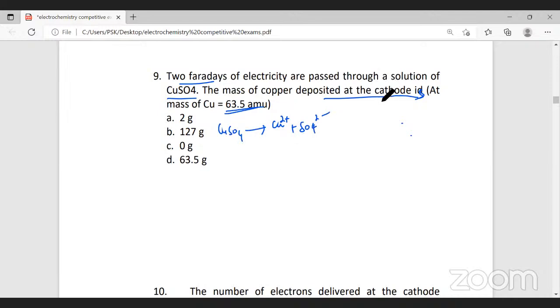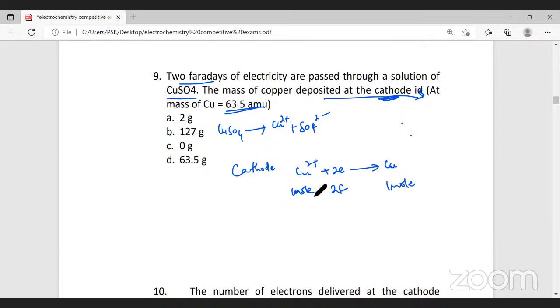The question is very clear: the mass of copper deposited at the cathode. At the cathode, what takes place? Reduction takes place. Cu2+ will accept 2 electrons to form Cu. Gain of electrons is called reduction. If you observe this equation carefully, 1 mole of Cu2+ ions requires 2 Faradays of charge so that you get 1 mole of copper metal.